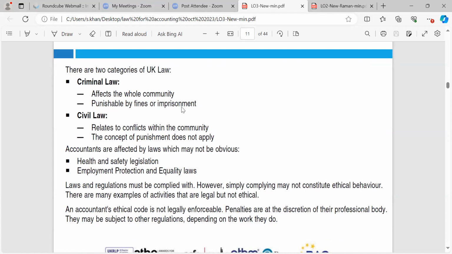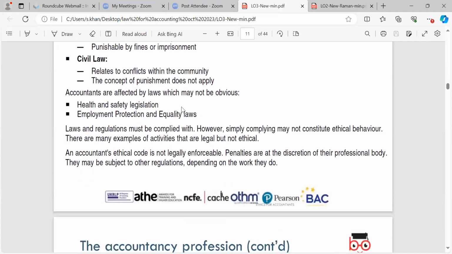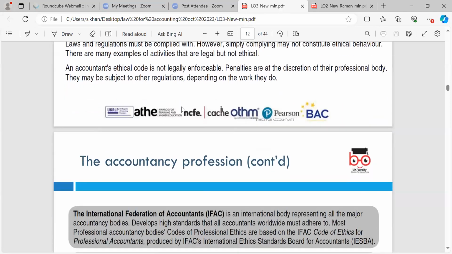Accountants are often affected by laws which may not be obvious: health and safety legislation, which Najam talked about earlier a little bit, and employment protection and equality laws. Laws and regulations must be complied with. However, simply complying may not constitute ethical behavior. There are many examples of activities that are legal but not ethical. An accountant's ethical code is not legally enforceable. Penalties are at the discretion of the professional body. They may be subject to other regulations depending on the work they do. So it depends on your ethical codes for the organization.